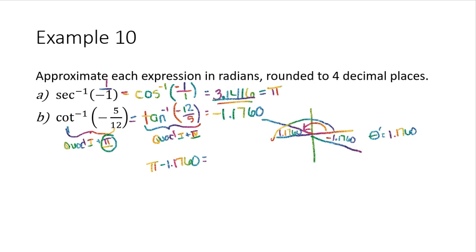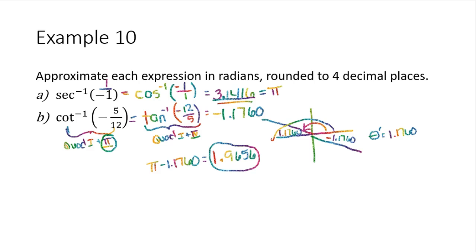And since we're staying in decimals, you could leave it like that, but since the directions tell us to round it to 4 decimal places, we're going to subtract 3.1416 minus 1.1760, and that gives me the angle 1.9656. There's my solution right here, the angle that I'm looking for.